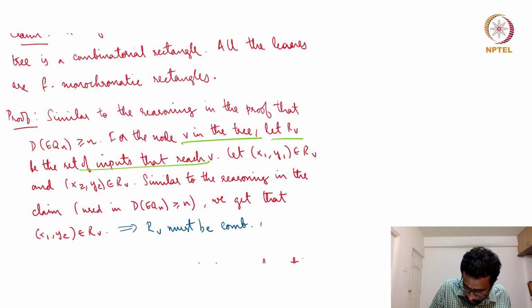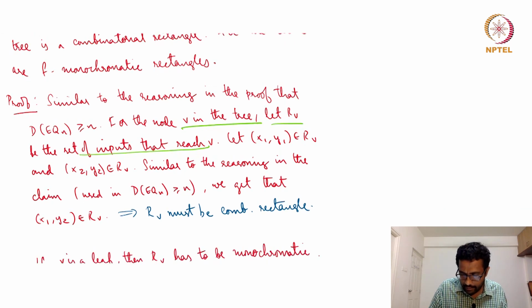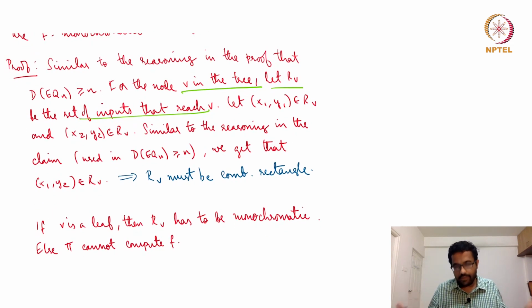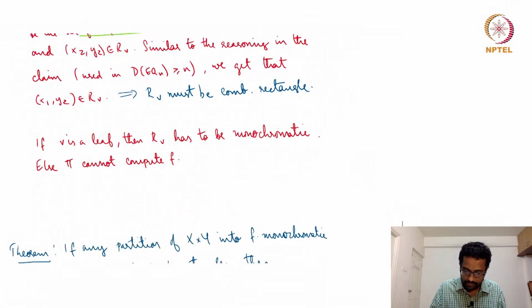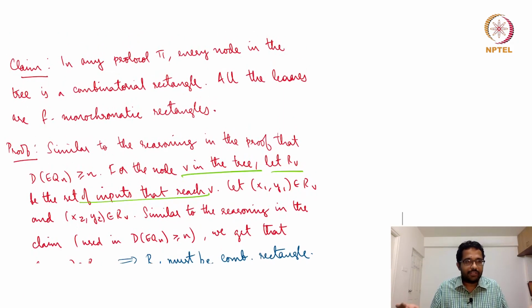Combinatorial rectangle. And since if V is a leaf, then V outputs the function value, right? So either the function value output at that leaf is 0 or 1. So it means all the entries that reach there, which is R_V, have to be 0 or 1, which is what we call F monochromatic. Otherwise this protocol does not compute that F.